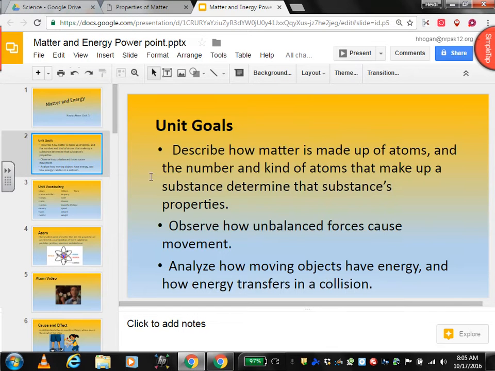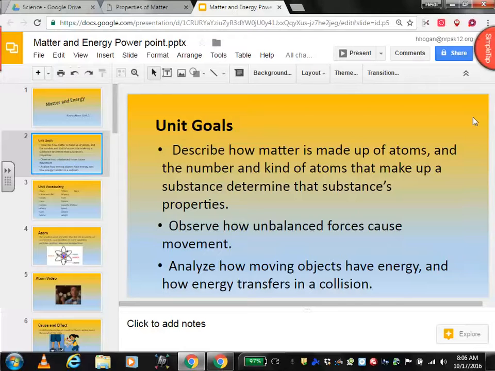So first we're going to look at the goals of this unit. And this is what we teachers look at to make sure that we are focused and making sure that you're learning what you need to know. And the goals were to describe how matter is made up of atoms, and the number and kind of atoms that make up a substance determines its properties.